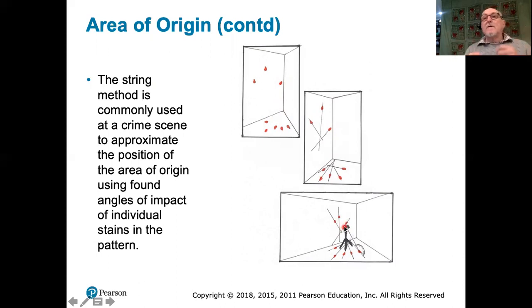They may actually draw these out with string. They would stick string to the wall and to the floor and move these out until they end up with a position in three-dimensional space where the blood droplets might have originated from. That may be useful information, especially in cases where, for example, an assault has moved to different areas, either different parts of the same room, different parts of the same house, or where a body has been moved or removed. This kind of information could be very useful.